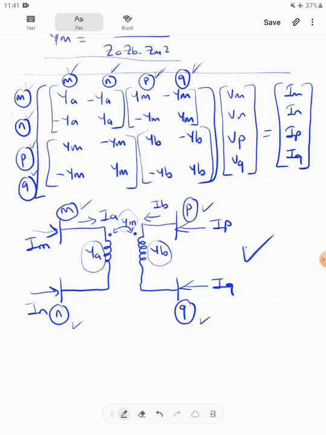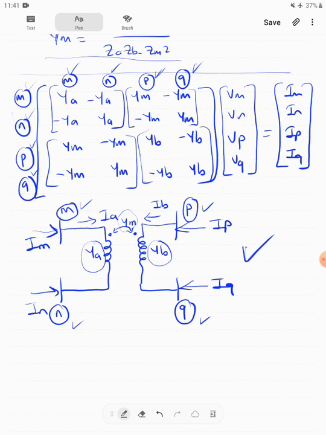So if we have two parallel transmission lines, and if there is a mutual admittance between these two transmission lines, the respective admittance matrix will be 4 by 4. As you see, the dimension of the admittance matrix is increased by the inclusion of mutual admittance.